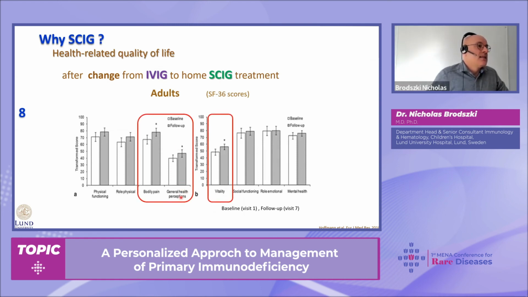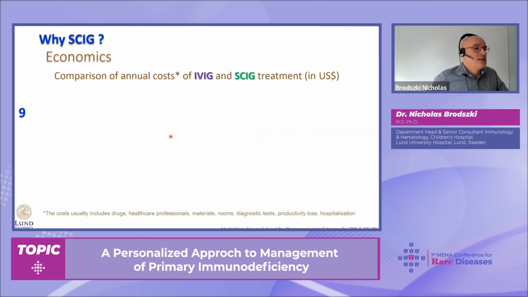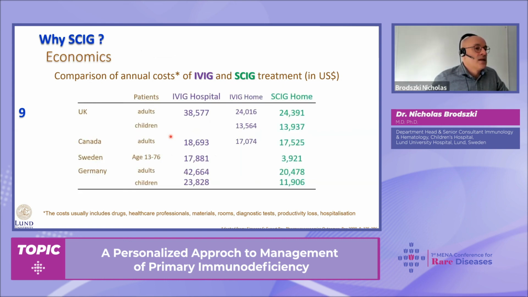Last but not least, economics. It is cheaper to give subcutaneous treatment. This is just a table summarizing how much would it cost you if you give the IVIG in the hospital. This is compared in different countries and compared to subcutaneous at home. As you can see, you can make lots of savings for your healthcare if you do the treatment at home instead of at hospital. And then the last reason why you should do it, because everybody else is switching.